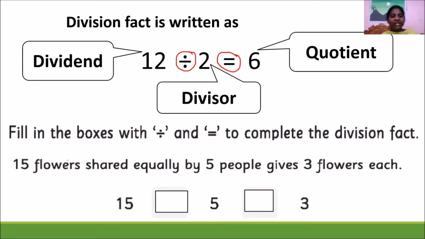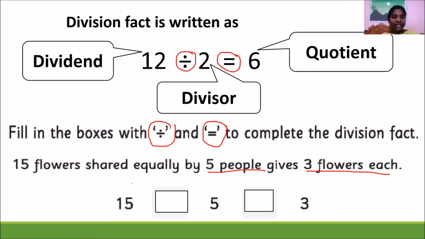Next, we are going to see how to fill the boxes. Fill in the boxes with divided by and equal to symbols to complete the division fact. 15 flowers shared equally by 5 people gives 3 flowers each. Here 15 is the dividend, 5 is the divisor, 3 is the quotient.